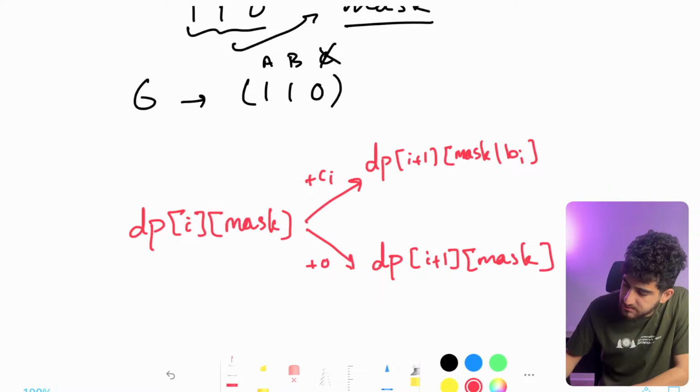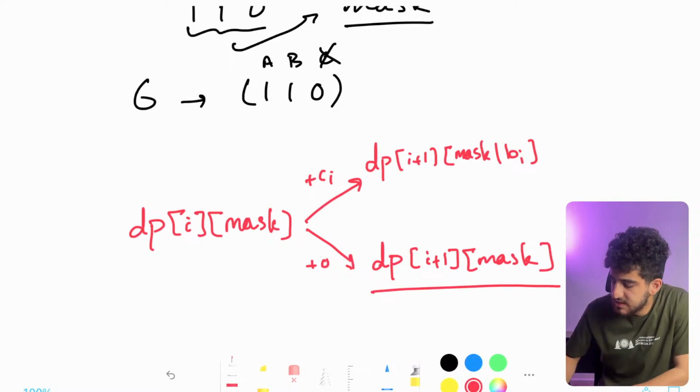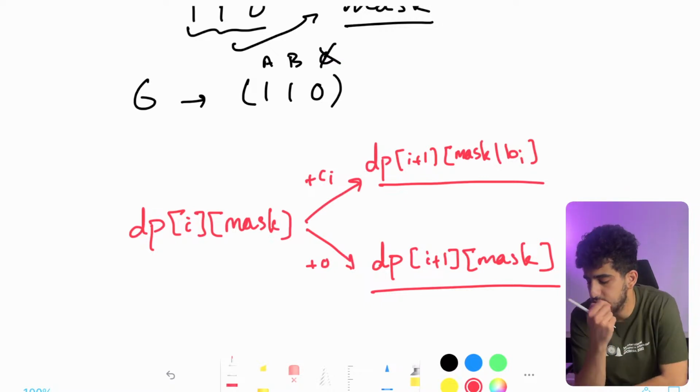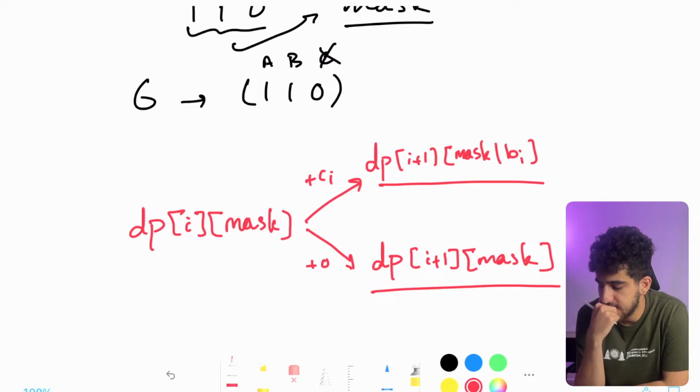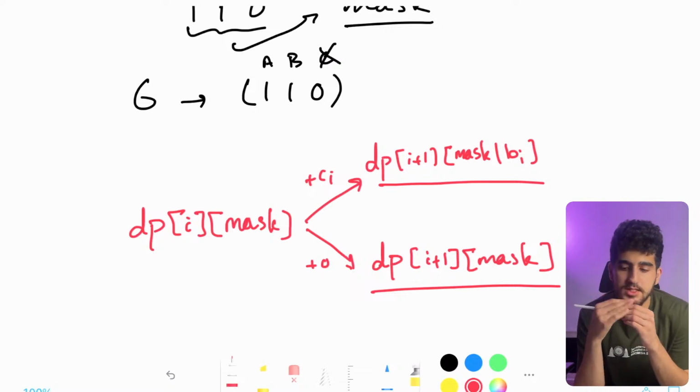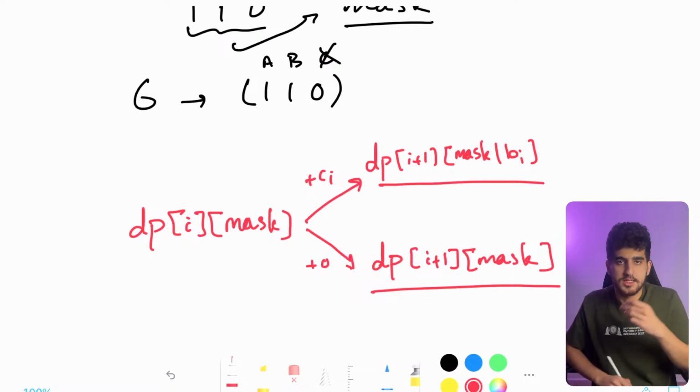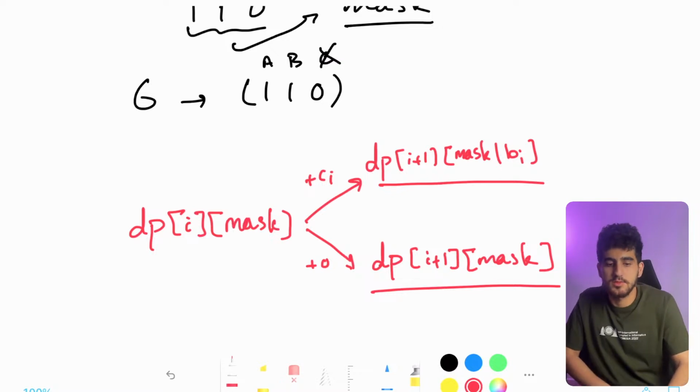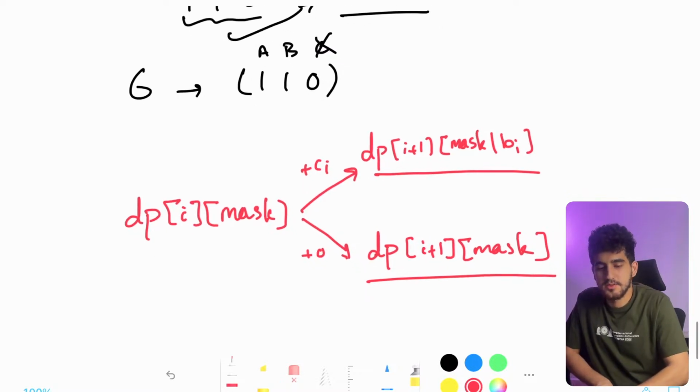So DP of I plus 1 and mask will be the minimum of itself and DP of I and mask. DP of I plus 1 and mask or B sub I will be equal to the minimum of itself and DP of I and mask plus C sub I. This is the case that I buy the next juice, and the other case is the case that I ignore it, I do not buy it. Is it clear now?